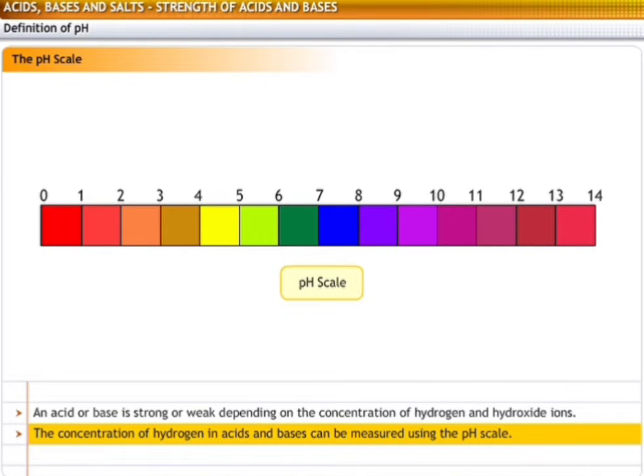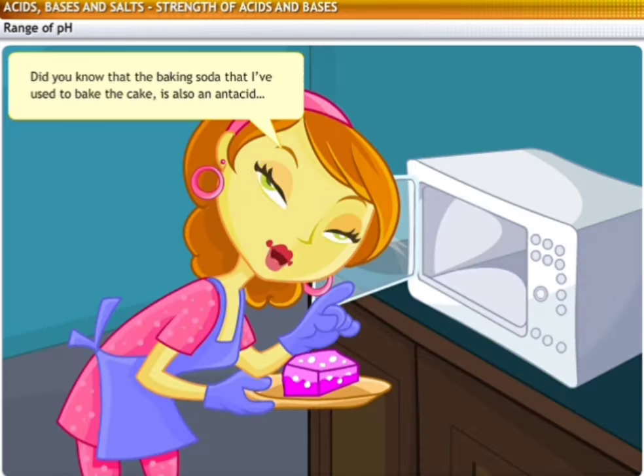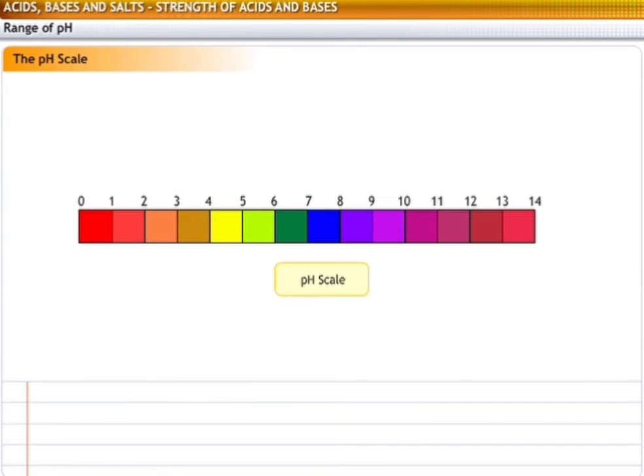A Danish chemist, Sørensen, first introduced the concept of pH in 1909. The P stands for potens, which means power in German, and the H stands for the concentration of hydrogen ions. Do you know that the baking soda that I've used to bake the cake is also an antacid? Baking soda has a pH value of 9.